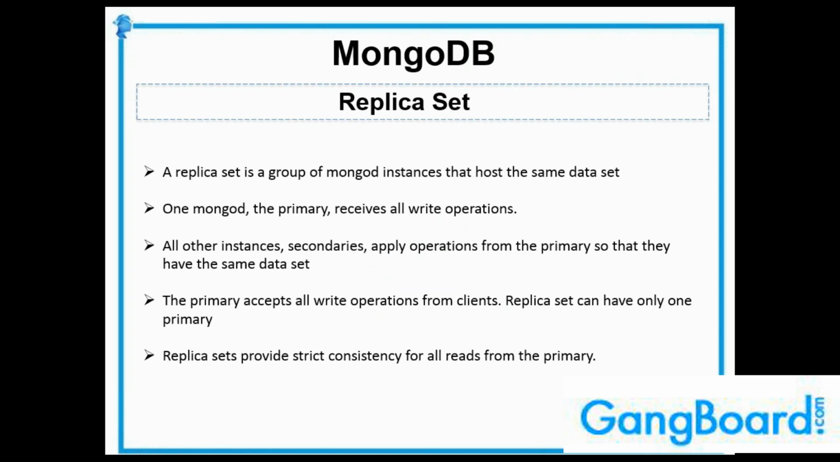Every replica set should have only one primary at a time. In the same replica set, you can't have two nodes as primaries. At a time, only one node will be primary. If that node goes down, any one of the other secondaries can act as a primary.